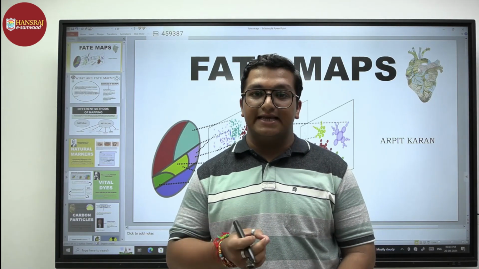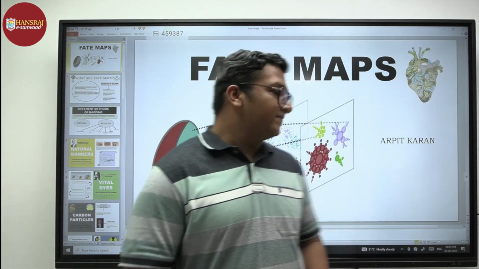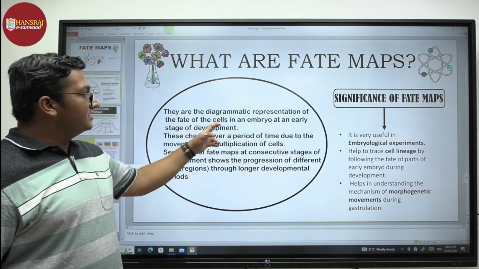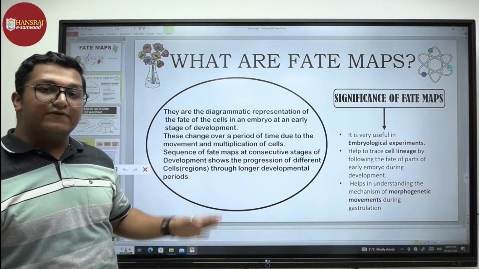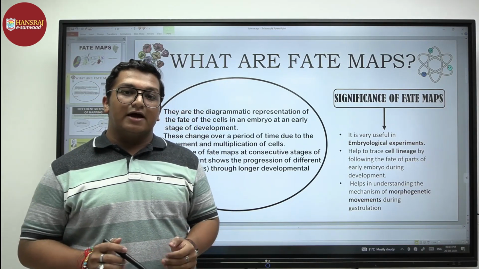Fate maps are basically the diagrammatical representation, and they tell us what a cell is going to form at the later stages of development. Which organ will it form? So let's get started. So what are fate maps? As I have already told, these are the diagrammatical representation of the fate of the cells, that which cell is going to form which kind of organ in our body.